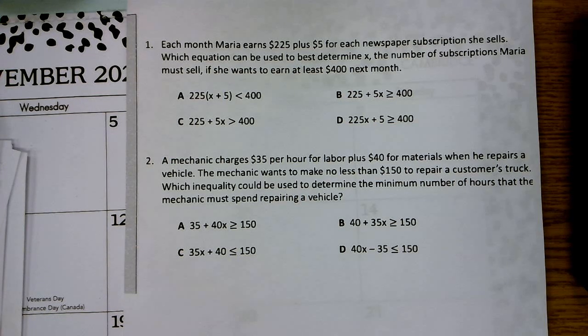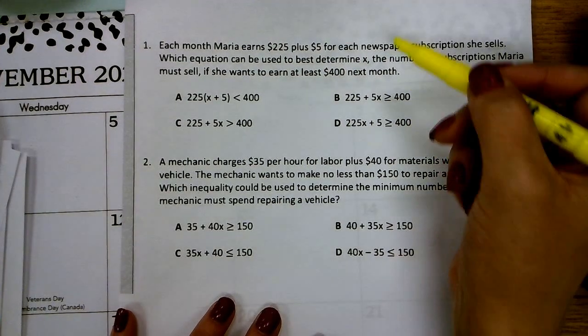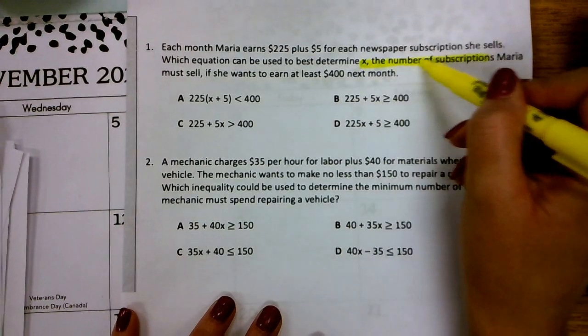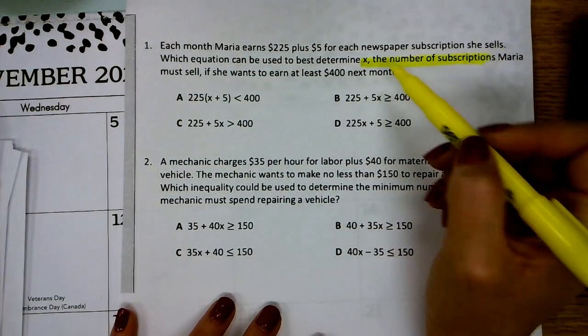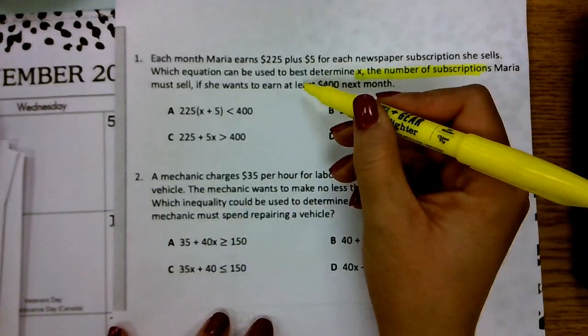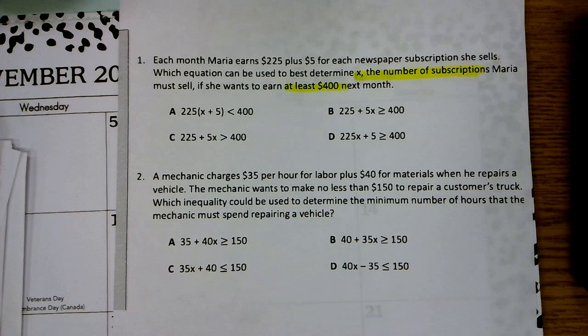So we want to highlight or underline some important information here. First, I'm going to highlight this part that says X is the number of subscriptions she must sell, because now we know what that variable is. I'm also going to highlight this part that says at least 400, because that's going to help us figure out what inequality symbol we have to put in here.